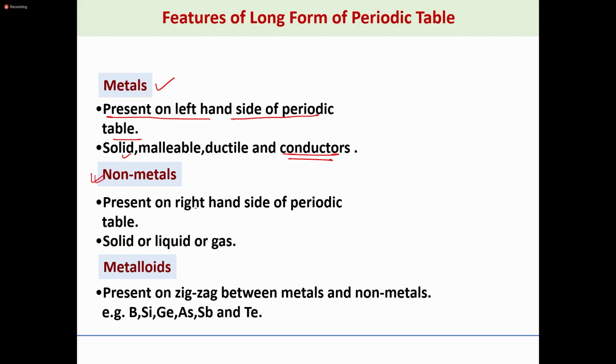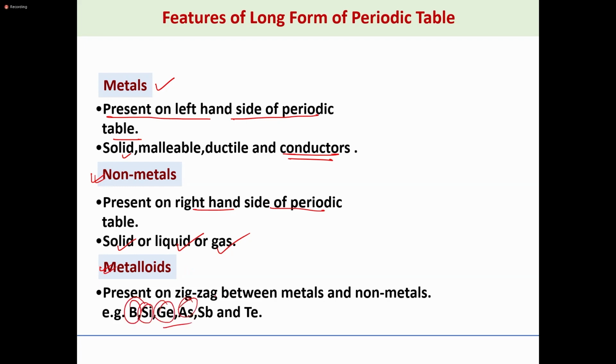Non-metals are present on the right hand side of the periodic table. These are solid. Some non-metals are liquid, some are gas, like chlorine, bromine. These are also gases, but they are also non-metals. But the metalloids, we know that they have some characters of the metals and also the non-metals. That's why they are called metalloids, like boron, silicon, germanium, arsenic.